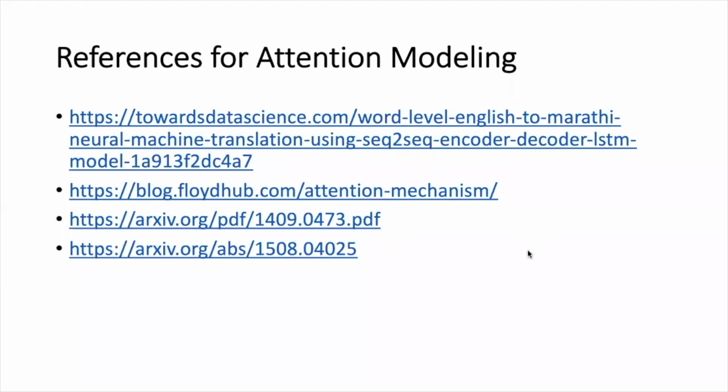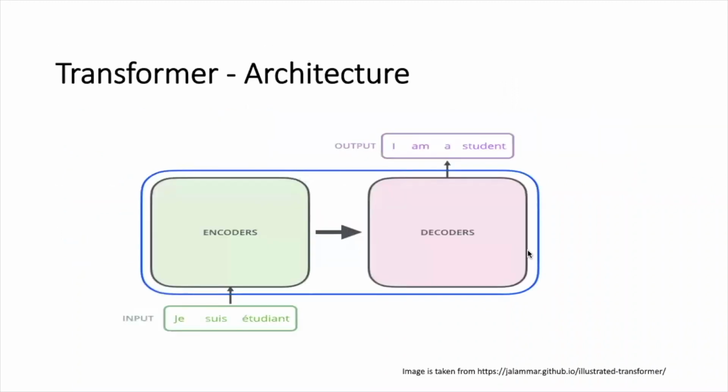Here are some references to attention modeling. The next topic that we'll be covering is transformers. This is how a transformer typically looks from a bird's-eye level. We have an input sentence, and we need an output English translation for this. This is not anything new. We have already covered a similar architecture earlier. We have an encoder which encodes the input and then a decoder which generates the output. So there is nothing new about this.